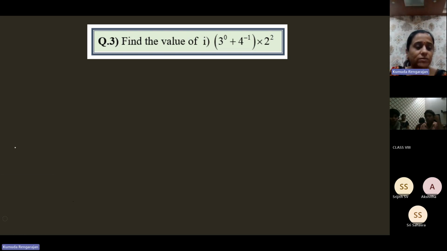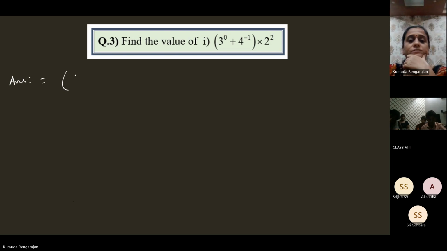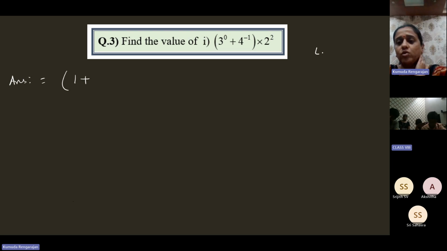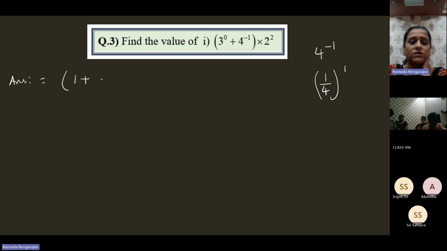What's the value of 3 to the power 0? Ma'am, one. One. And 4, yeah, Harini, what's the other way of writing 4 to the power minus 1? Reciprocal of the base? Ma'am, 1/4. Negative of the power? 1. So it's nothing but 1 by 4 to the power 1, which is 1 by 4 only. Which is 1 by 4. 1 plus 1 by 4 into what is the value of 2 squared, Harini?